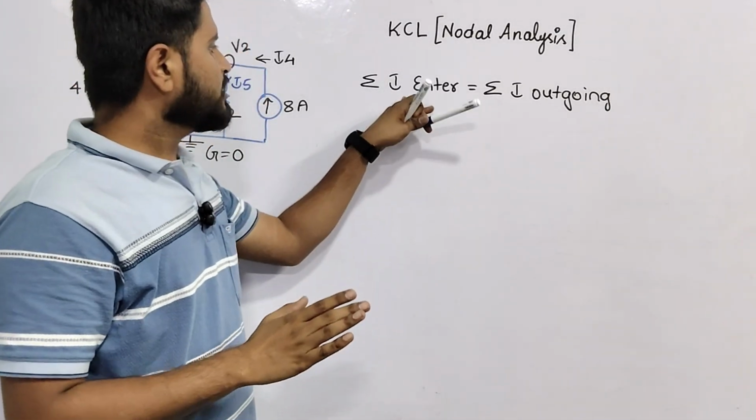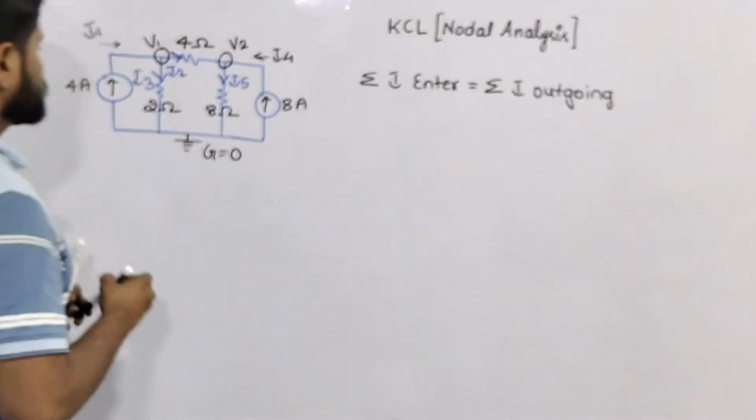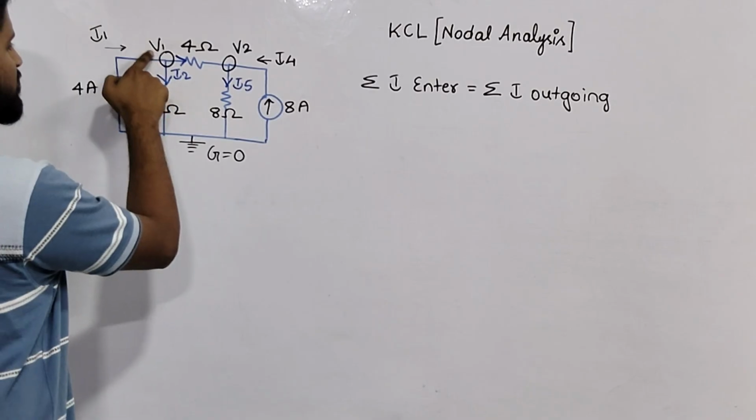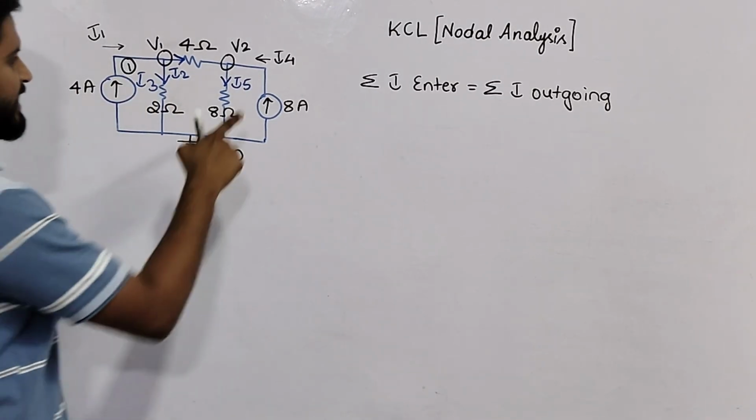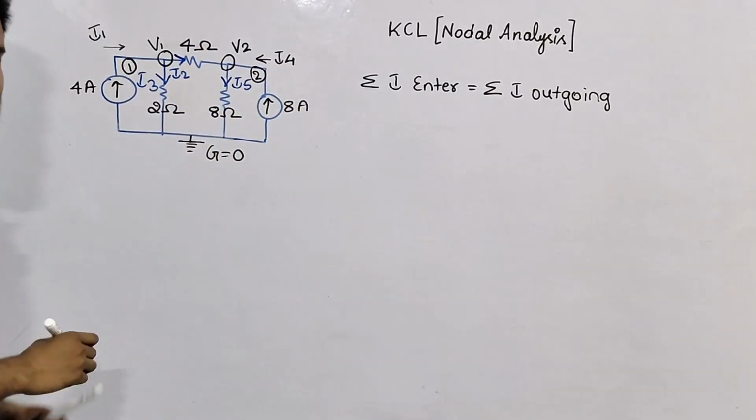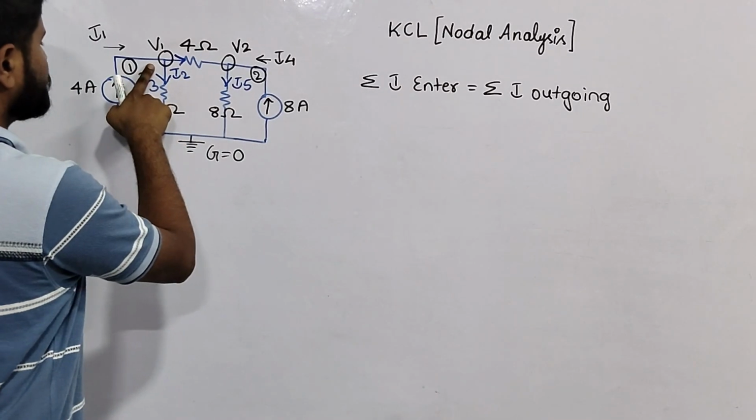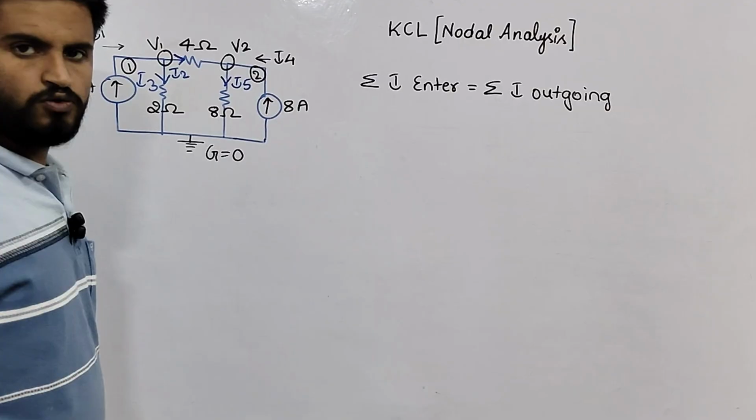Now we will check which currents are entering a node and which are outgoing from a node. First, the voltage V1 is here, so I will call this loop number 1. And here another current source is there, so I will call it the second loop. If you solve the first loop, you will get V1. In the second loop, you will get the V2 value.